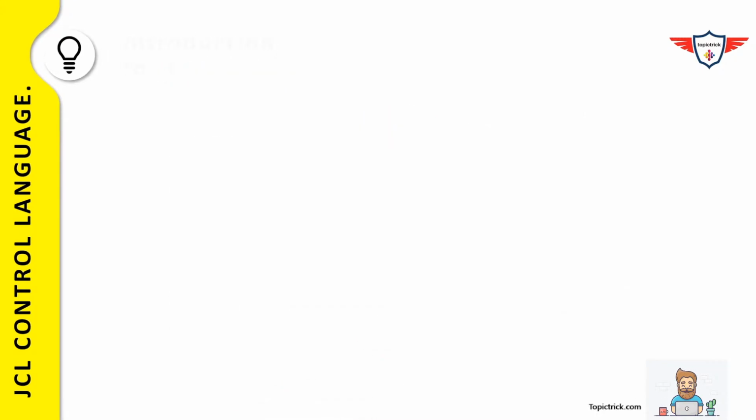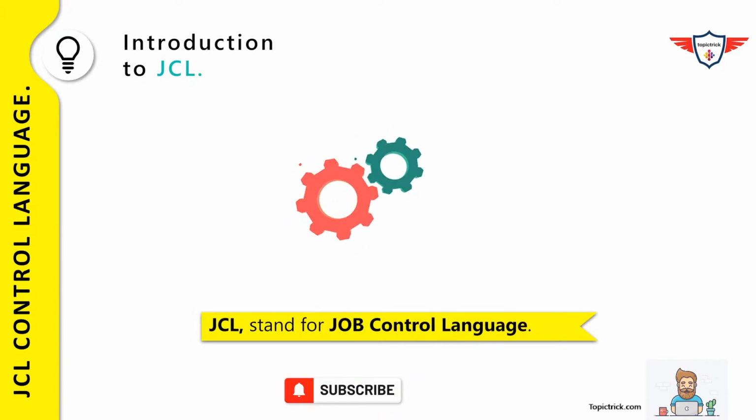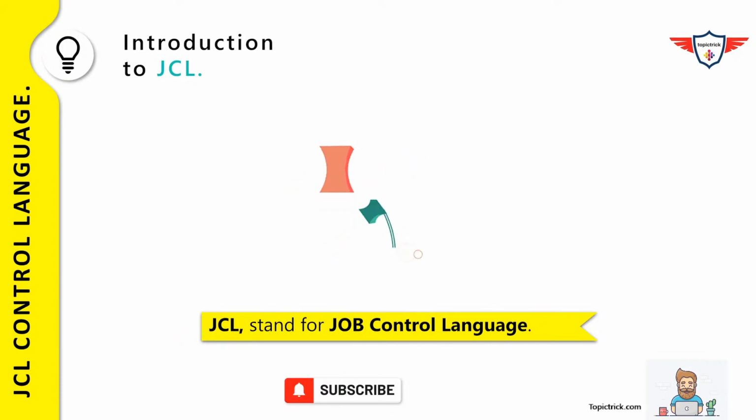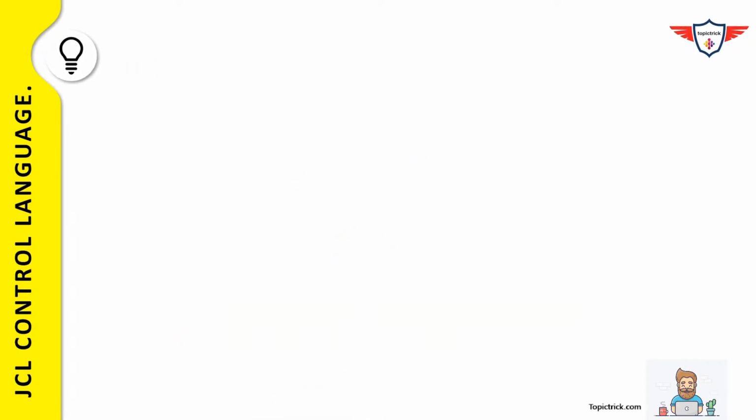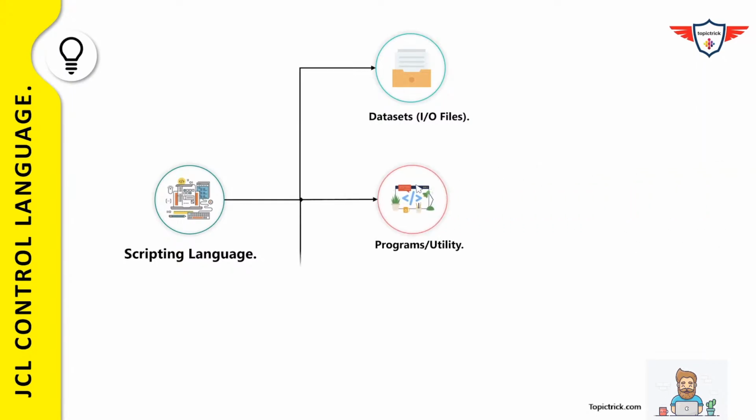Now, let's focus on the term JCL. The term JCL stands for Job Control Language, and it is primarily used on the IBM mainframe to convey information to the z/OS operating system through a set of statements called Job Control Statements. JCL is a scripting language. In fact, it is one of the oldest and most robust scripting languages. Precisely, the purpose of JCL is to provide information related to the program, dataset, and the input-output devices to be used during the execution of a job.